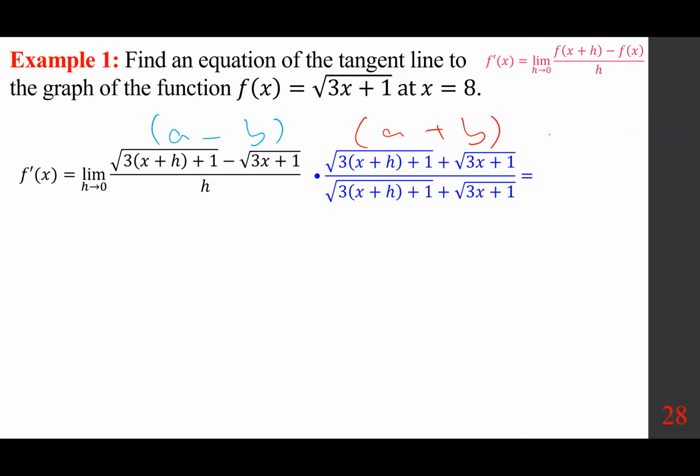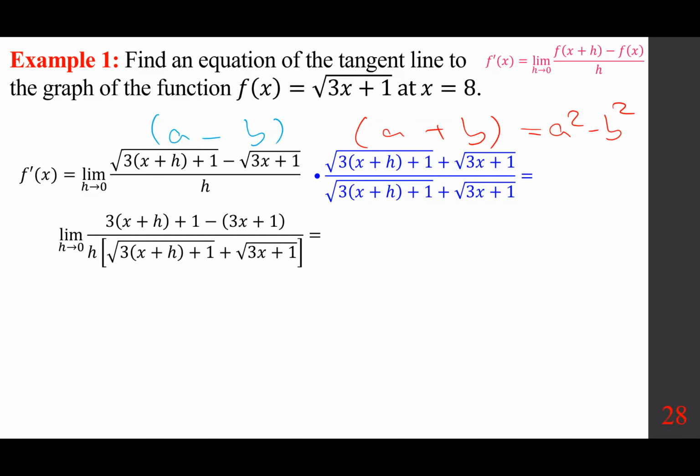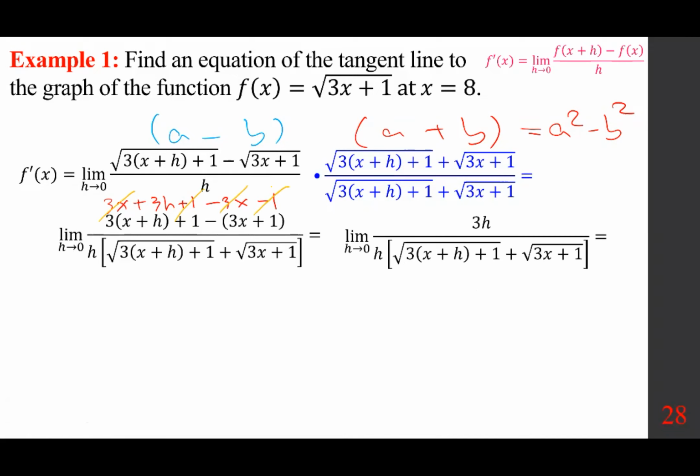So the answer is a squared minus b squared, which means each piece comes out. And what about the denominator? Don't ever touch it. Keep it intact, because the 0 in the denominator, namely h, is a problem. So notice in the numerator we get 3x plus 3h plus 1 minus 3x minus 1. So everything cancels out except 3h. And now the h drops.